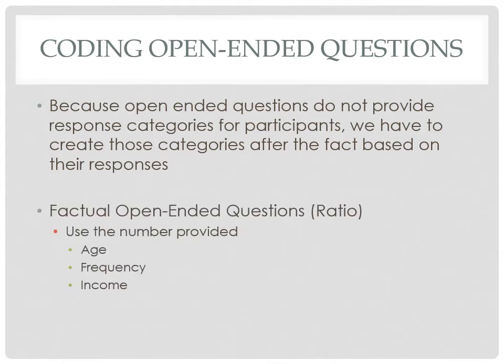Now, when we are using ratio response measures, this is pretty easy because hopefully what they wrote in on that line was a number. We talked about a couple of slides ago, maybe they don't use perfect numbers, but if they did what they were supposed to do and just wrote a number in on that line, then you just take that number that they wrote and enter that into your data set.